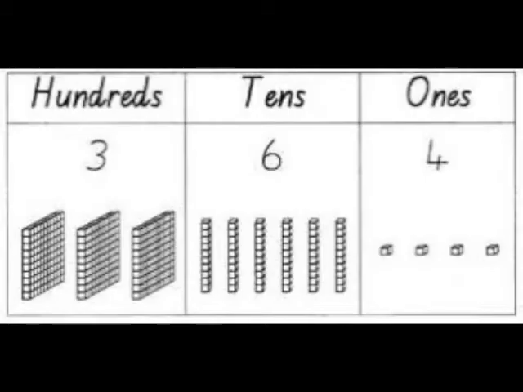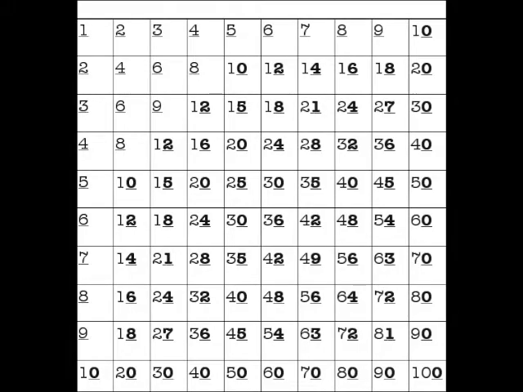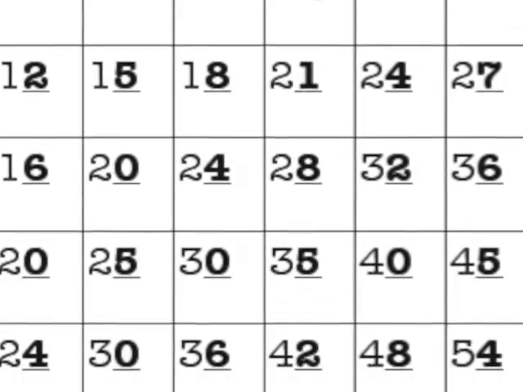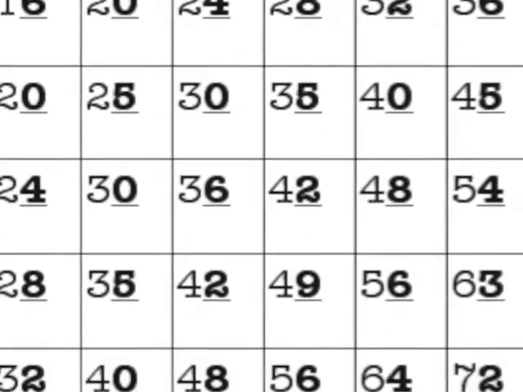In our example here, 364, the number in the 1s place value is the number 4. In this version of the multiplication table, all the numbers in the 1s place value are underlined. That's where we'll be looking for our patterns today.